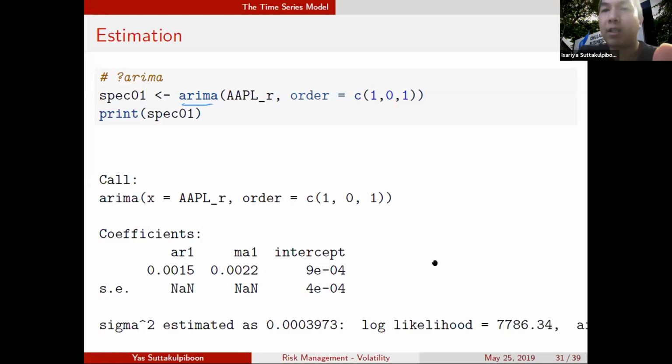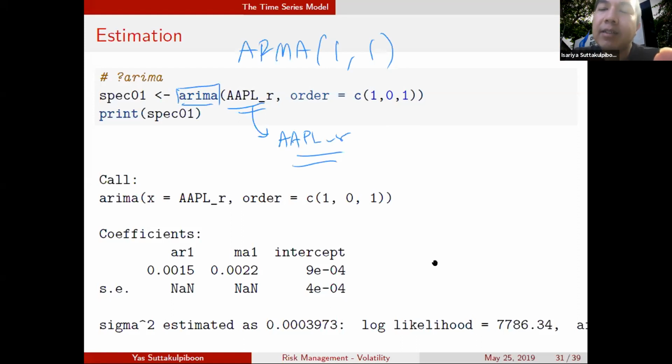What I'm doing here is the following. I want to model an ARMA model, in this case ARMA 1, 1, of the Apple return time series. We assume that it's going to follow ARMA 1, 1. How do we write that in R? We use this ARIMA function, we put the data in, and then we put the order.